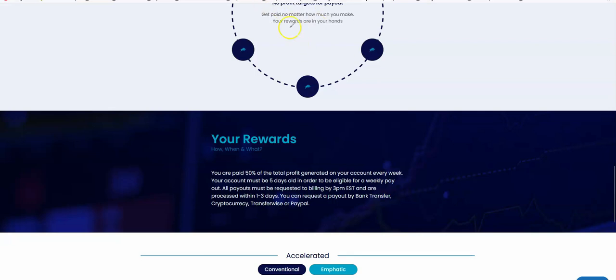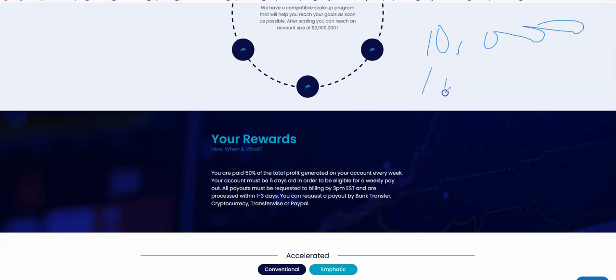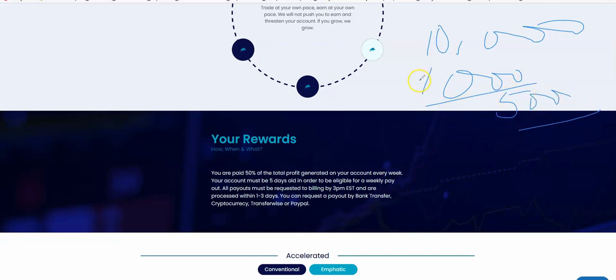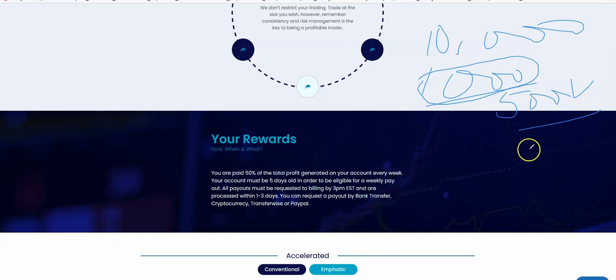So let's do some mathematics here. Let's say you bought the account of $10,000. And you made $1,000 in a week. Then you have $500 to withdraw every week. So question, can you aim at making $1,000 every week? If you can, then every week you're going to be withdrawing $500.